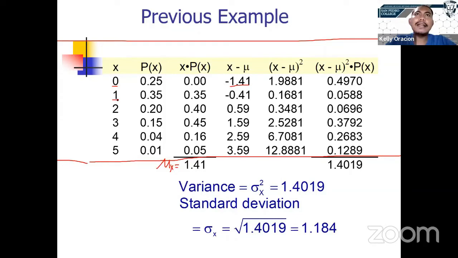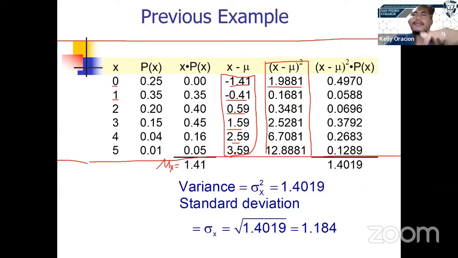then if x is 1, 1 minus 1.41. Then you square it. Of course, when you square it, everything becomes positive. Then after that, you multiply it by the probability. The x minus mean squared, you multiply it by the probability, 0.25 times this is the answer.